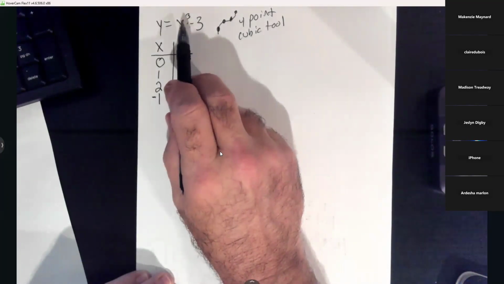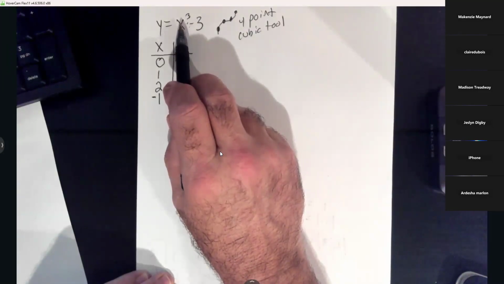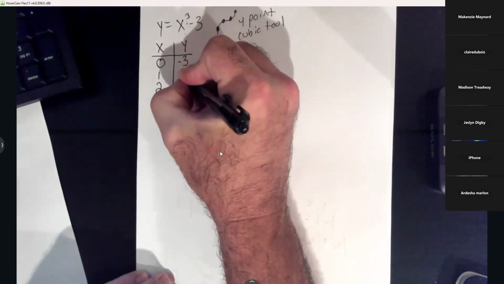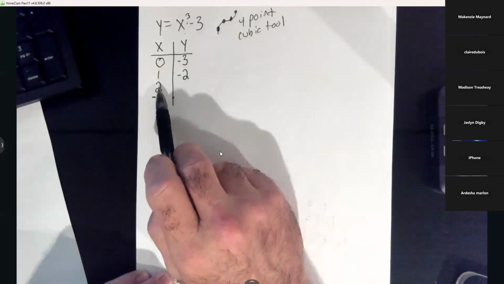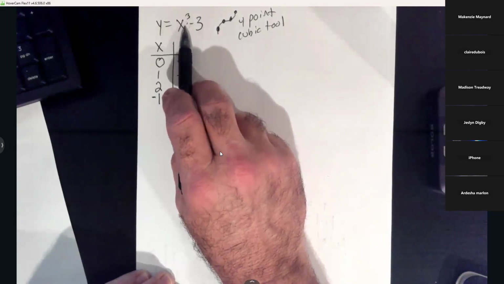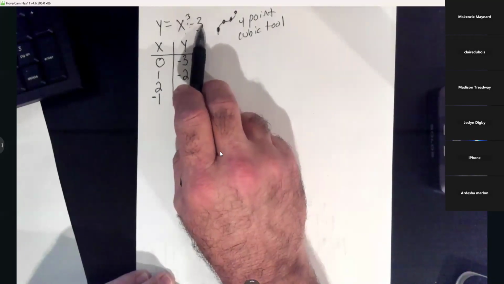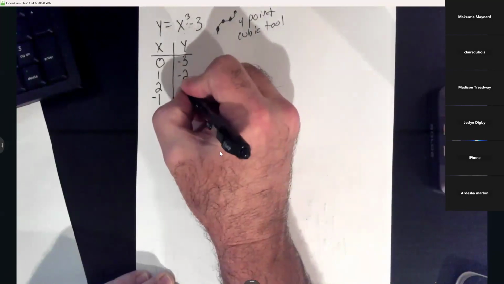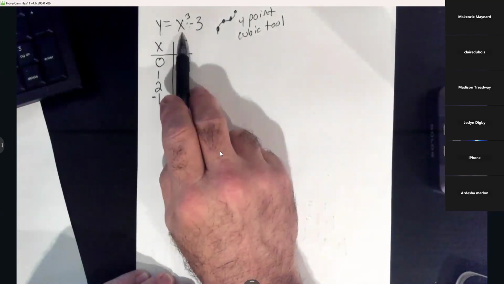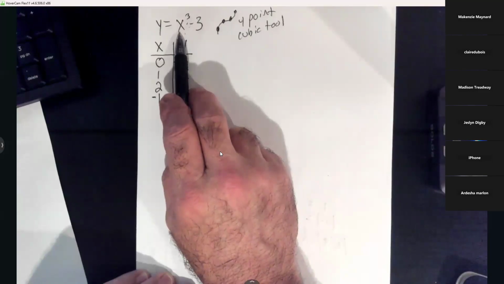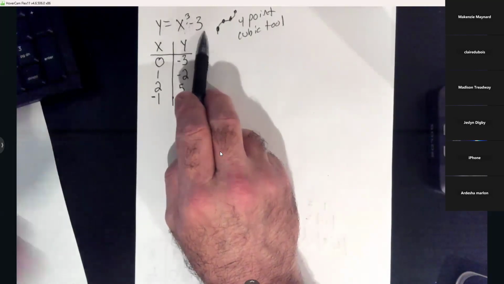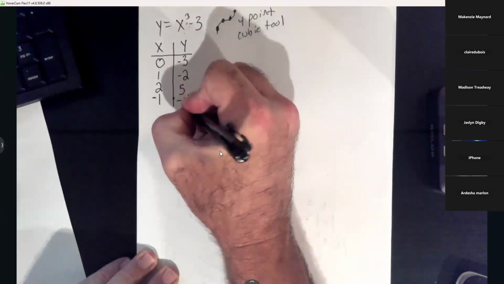If you put a 1 in here, 1 times 1 times 1 is 1. 1 minus 3 would be a -2. If you put a 2 in, 2 times 2 times 2 is 8. 8 minus 3 is 5. And then how about this -1? -1 times -1 times -1 is a -1. And then -1 minus 3 is a -4.